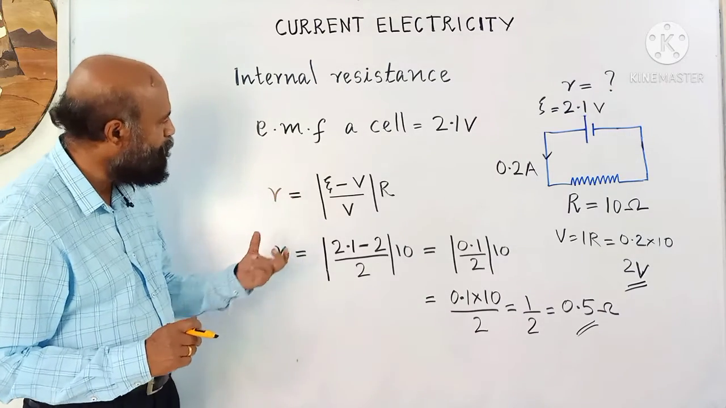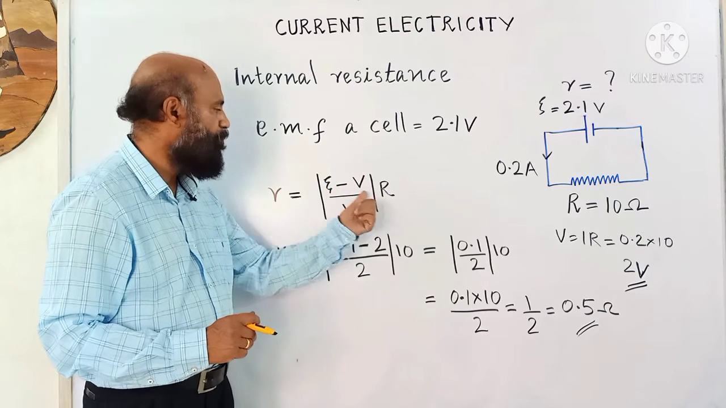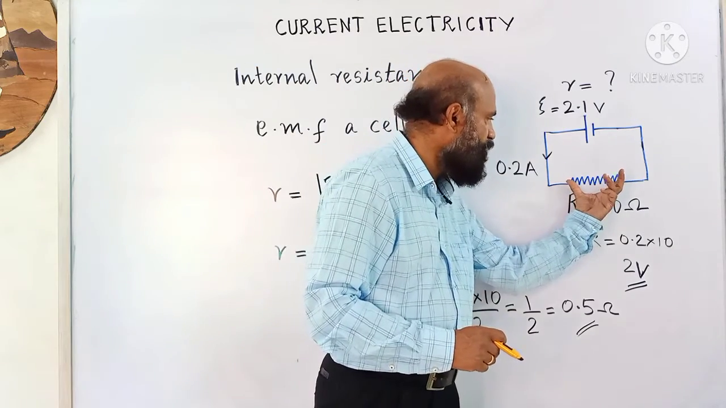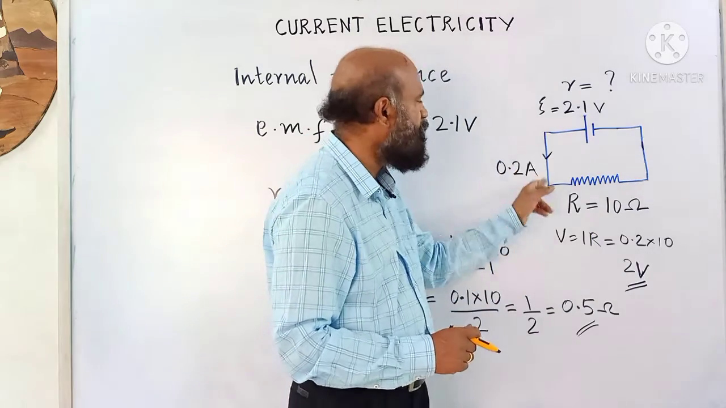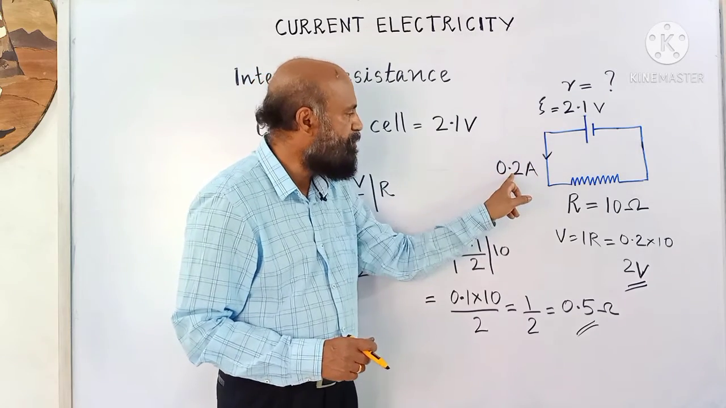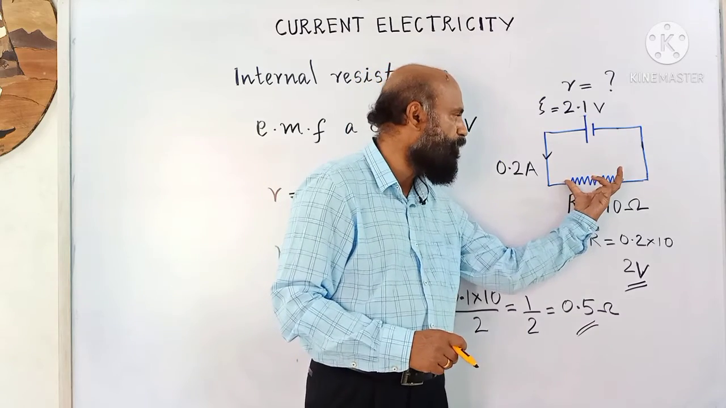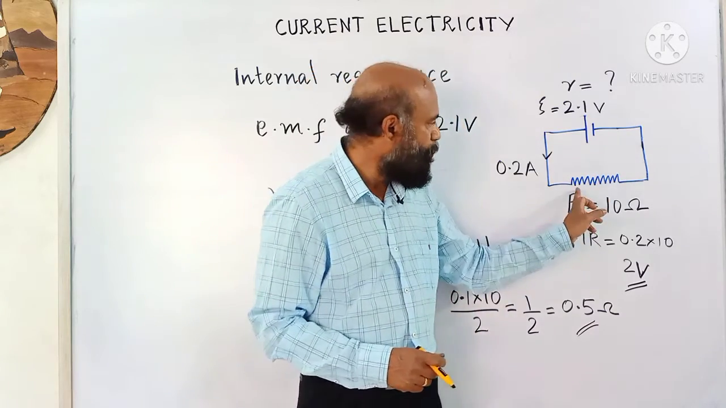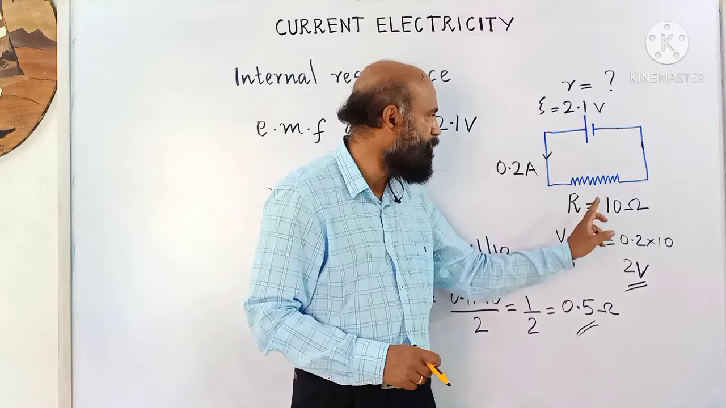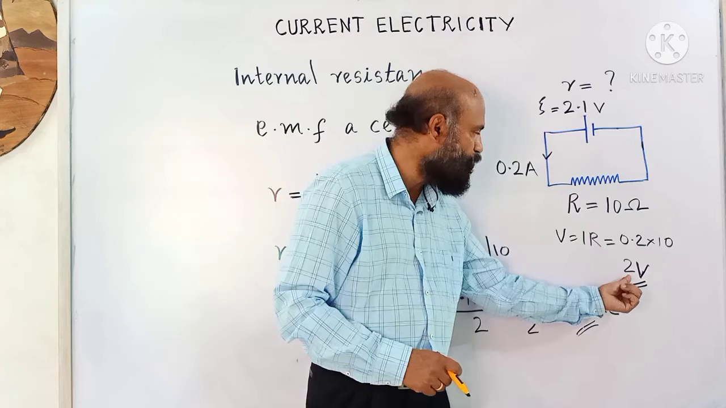Internal resistance r is equal to modulus of psi minus V by V into R, where psi is the EMF of the cell, and V is the potential difference across this resistance when the cell is sending current. Now the current is 0.2 ampere, resistance is 10. So using Ohm's law, we can get the potential difference across this resistance. Potential difference is current into resistance. Current is 0.2, resistance is 10. So potential difference across this resistance is 2 volt.